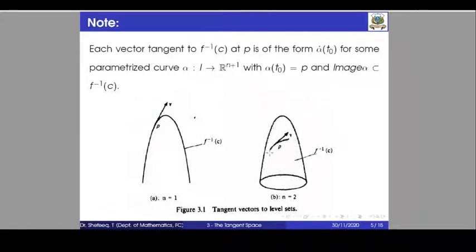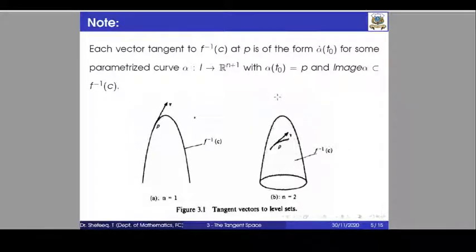Okay, so we have a note: each vector tangent to f inverse c at p is of the form alpha dot of t naught for some parameterized curve alpha with alpha of t naught equal to p and image alpha contained in f inverse c. So if f inverse c be a level set, a vector tangent to this level set at a point p is of the form alpha dot of t naught for some parameterized curve alpha with alpha of t naught equal to p and image alpha contained in f inverse c. So please keep in mind this condition.